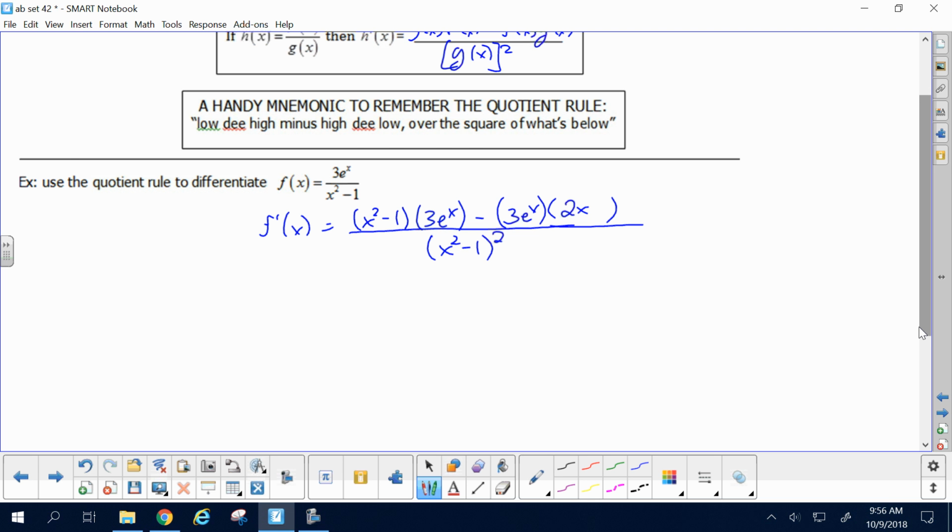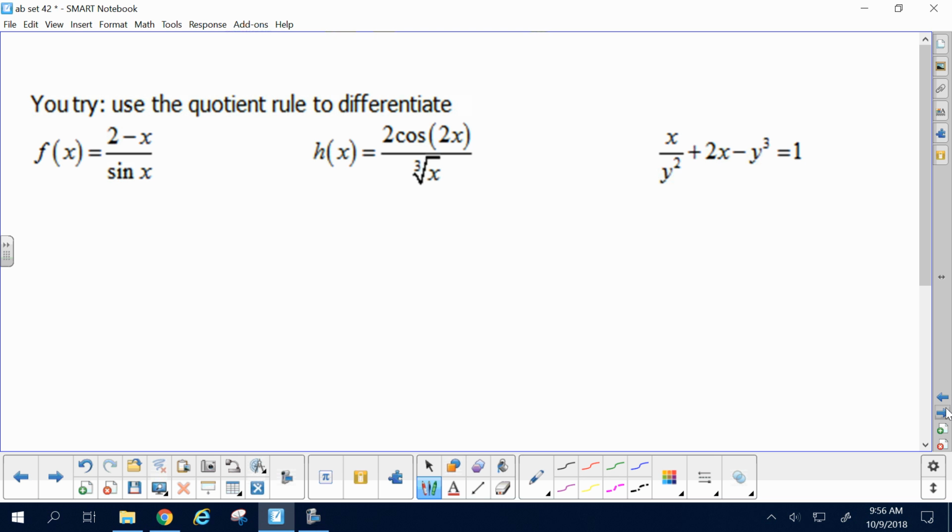You get it? Okay. Try, well, actually, I don't know if you know how to do that last one. Oh, you do. Never mind. It's the second derivative you don't know. All right, you should be good. Try those, please.